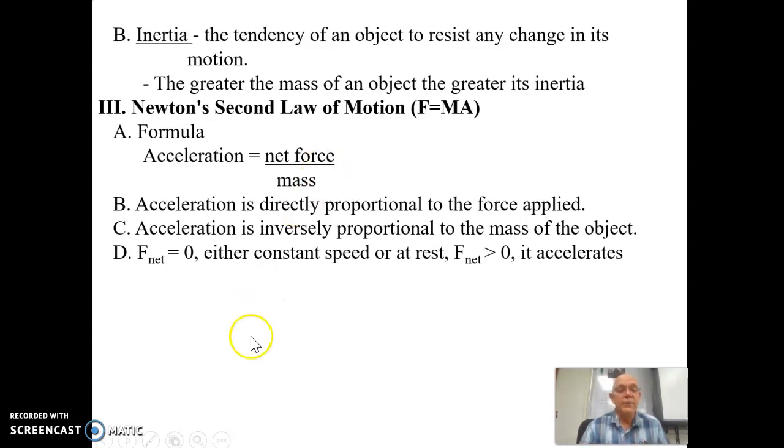All right, that's some information about the two laws. We'll have some more notes later, but that'll do for now.